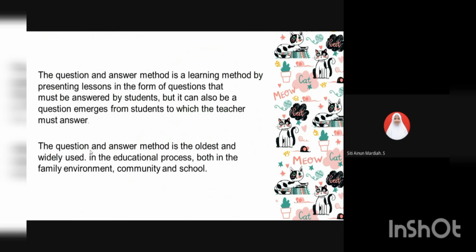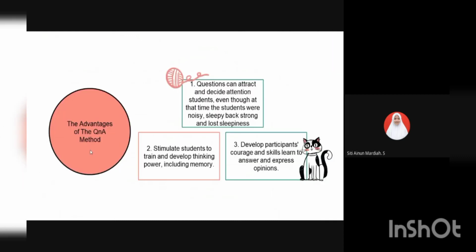The question and answer method is the oldest and most widely used in the educational process, both in the family environment, community, and school. These are the advantages of the Q&A method. The first is that questions can attract and direct student attention, even though at that time the students were noisy, sleepy, or lazy.